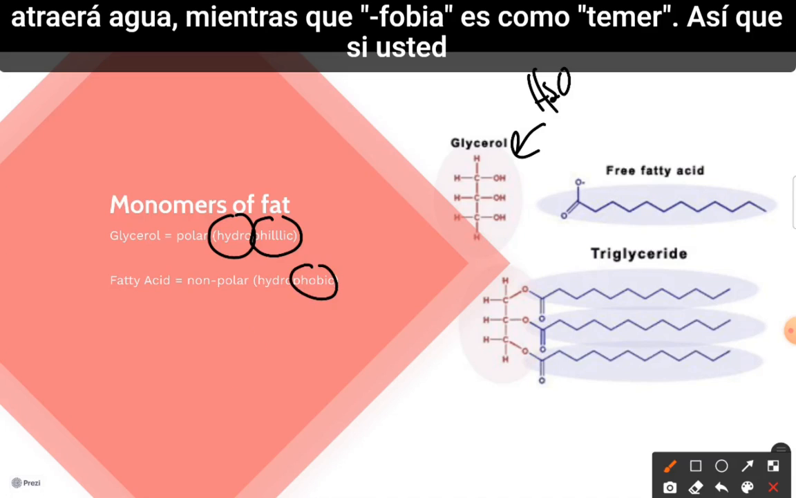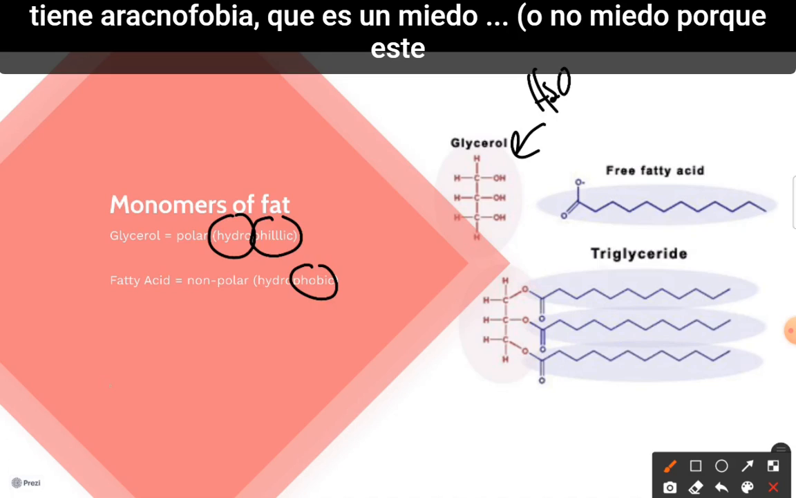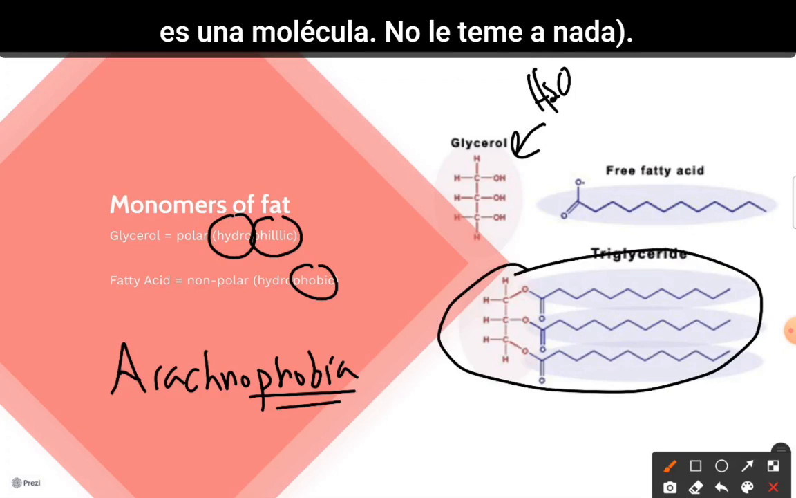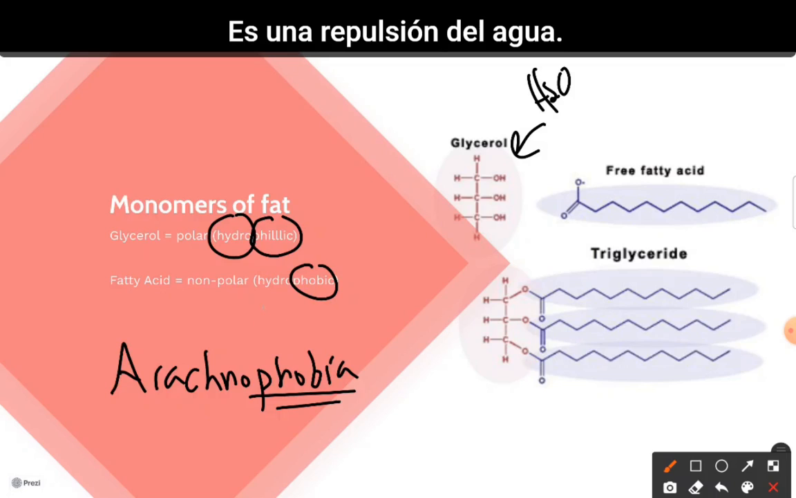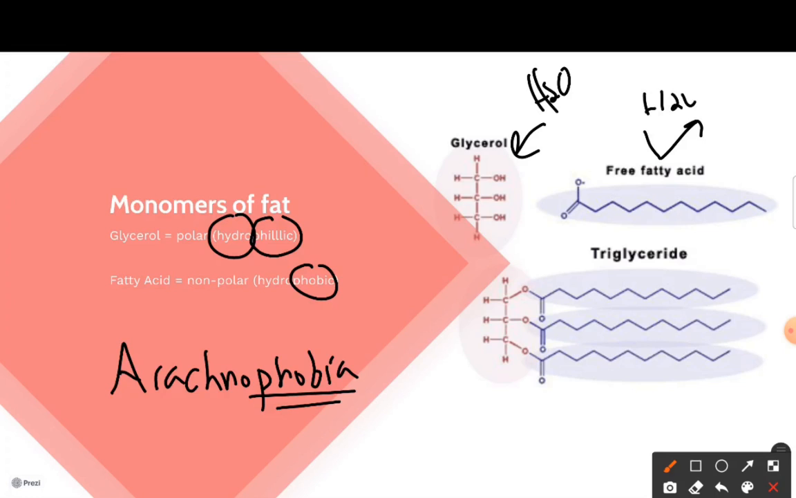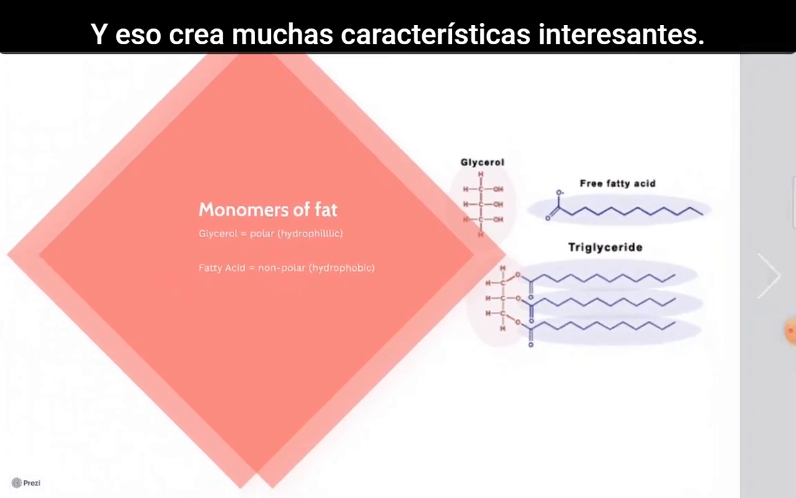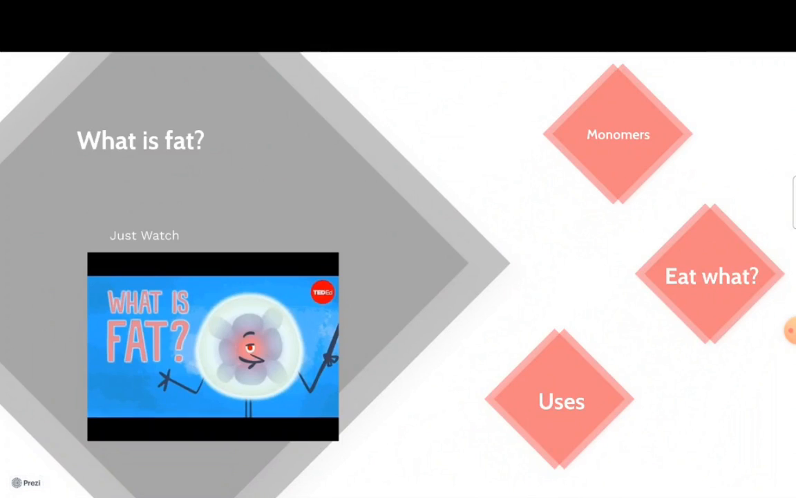Whereas phobia is like to fear. So if you have arachnophobia, that is a fear, or not fear, because this is a molecule, it doesn't fear anything. It is a repulsion of water. And so that creates a lot of interesting characteristics.